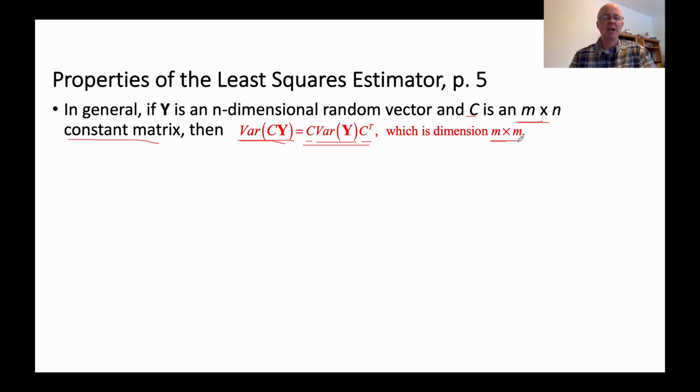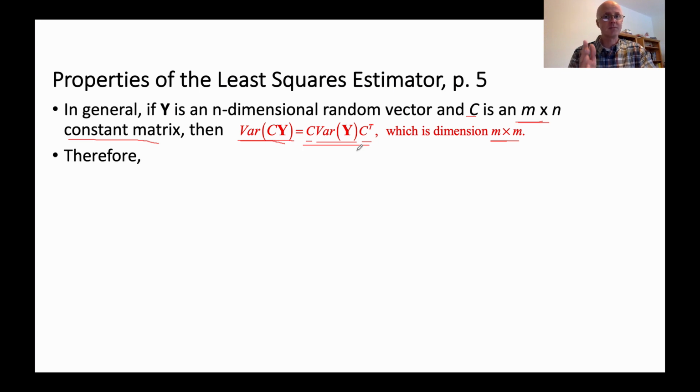This is a generalization of the fact that the variance of a constant times a scalar random variable is the constant squared times the variance of the scalar random variable. The C over here and the C transpose are, in a sense, a squaring of C, but you have to do it in this way to make the dimensions work out. Now, it's not obvious that this is true. You should double check it with an example, say a two-dimensional example. Y is a two-dimensional random vector and C is 2 by 2. Give it a try and see that it works.